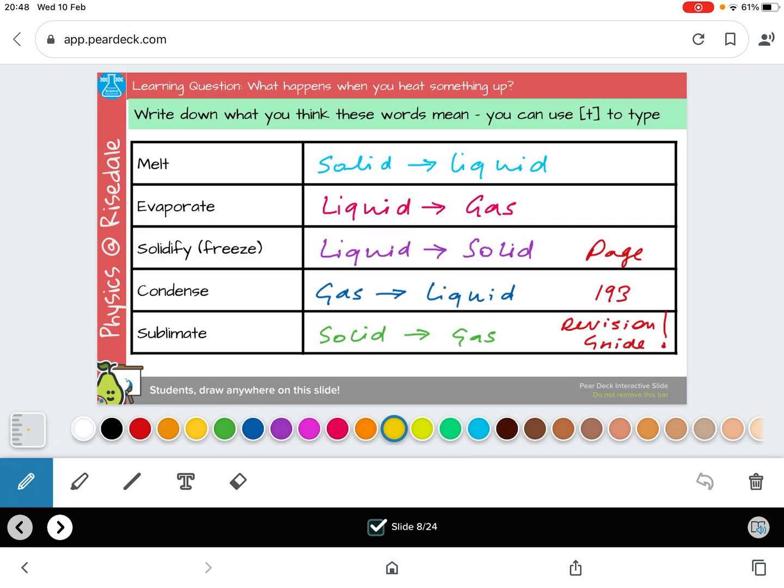Slide 8 was a recap of the keywords that we've used in the past to describe the changes of state. Melting is when a solid turns into a liquid. Evaporation is when a liquid turns into a gas. Solidifying or freezing is when a liquid turns into a solid. Condensing is when a gas turns into a liquid, and sublimation is the process of a solid turning straight into a gas without a liquid phase. These definitions are on page 193 in your revision guide.